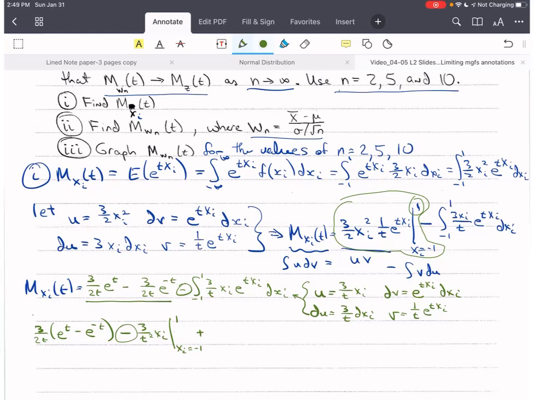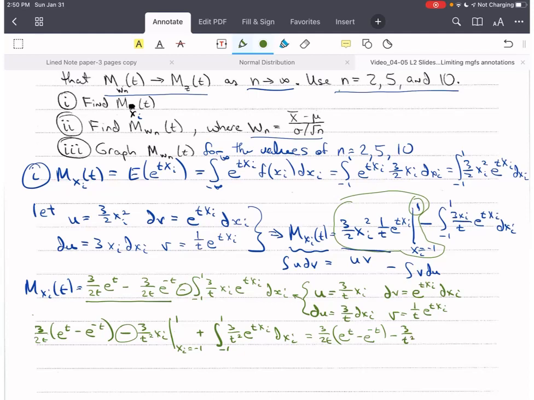And so we end up with minus the uv, and that's what we have here. And then we have a plus, and we take the integral of v du, and that's going to be from -1 to 1 of 3 over t squared e to the txi dxi, I believe. Yep. And then this is going to equal 3 over 2t times e to the t minus e to the -t. And then we have minus at xi equals 1, that's going to be 3 over t squared.